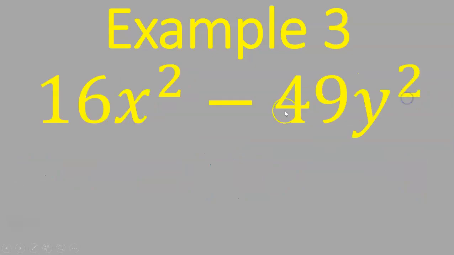A third example, and you could put multiple variables in there, and I didn't put anything that went to the fourth power here. You could have even powers, but I don't know that you'll see any of those in Algebra 1. 16x squared minus 49y squared.